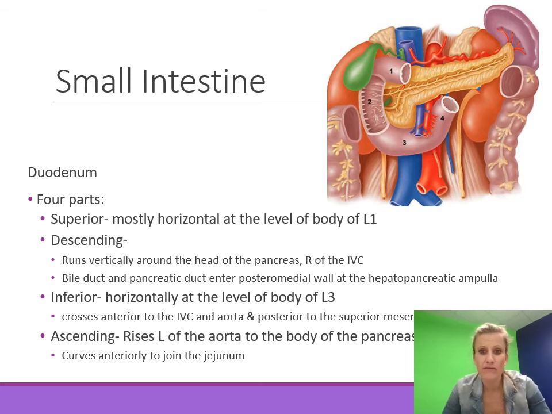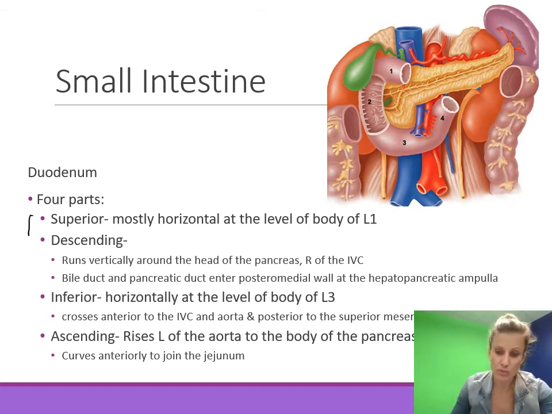Here you can see the four parts of the duodenum. The first section is referred to as the superior section. This is a relatively short section that's mostly horizontal. It extends across the top of the head of the pancreas at about the level of the L1 vertebra.